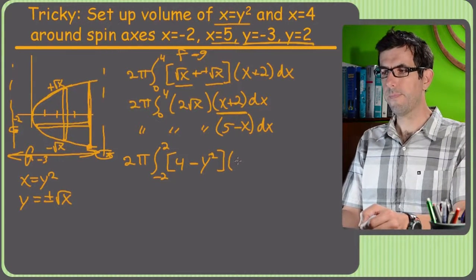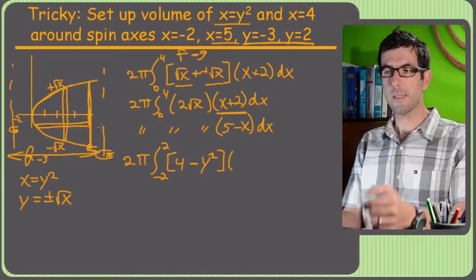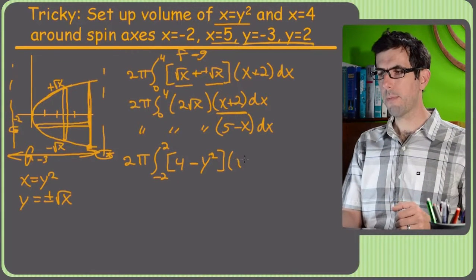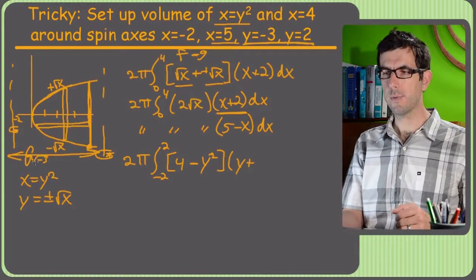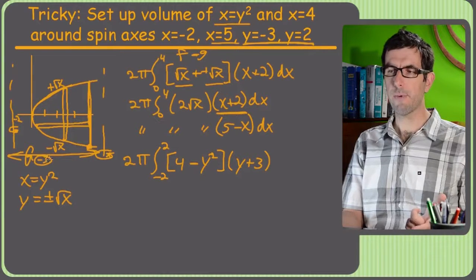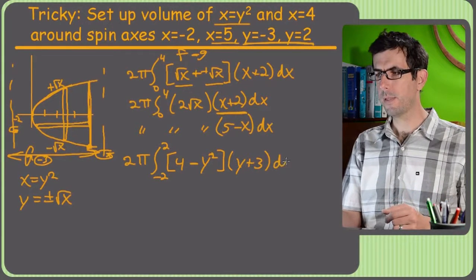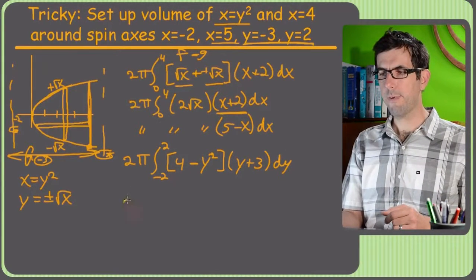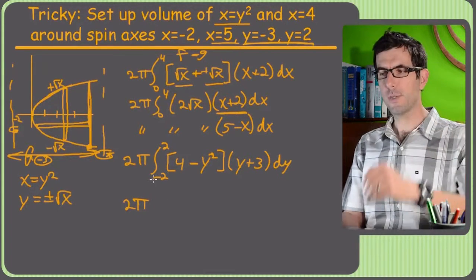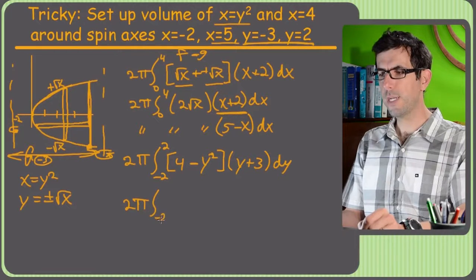So our f is actually just 4, and then minus g, which is the parabola, which is y squared. All right, and then our radius is pretty simple because the spin axis is below the region, which means it's just going to be y plus whatever that coordinate is, which is 3. It's actually y minus a negative 3, which gives you y plus 3 dy. And then if we've learned anything by now, it's that when we move the spin axis above the region, you don't change anything.